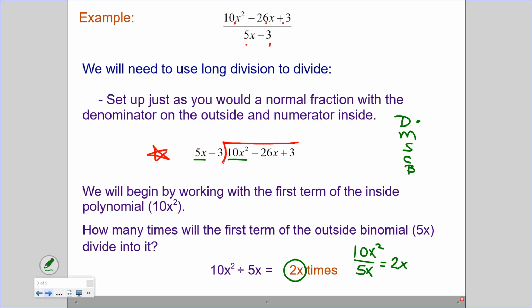Once we do that division, we put whatever we got above the radicand and start building our answer. Notice that this is a 2x to the first. When you're lining up where that 2x will go, you look for the term that has an x to the first and put it above that. So this 2x lines up above the 26x. That's our first step.